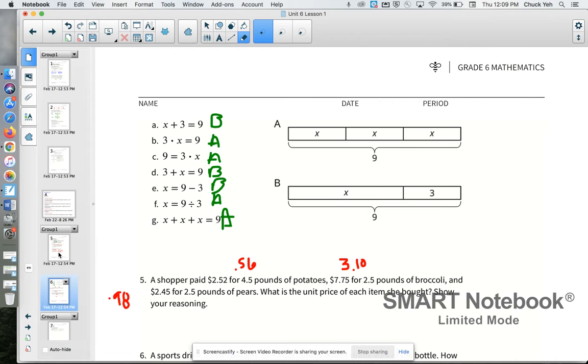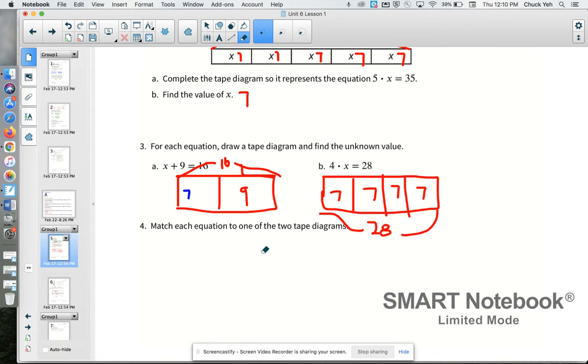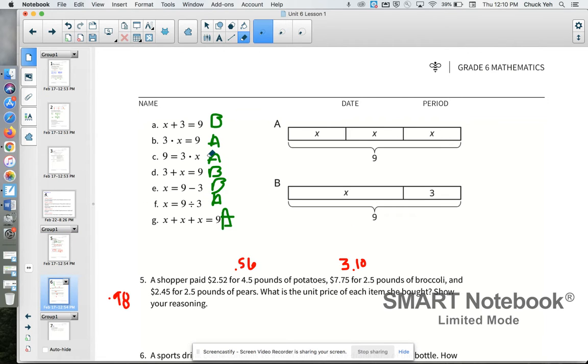And then here, you got to read right here. Match each equation to one of the 2 tape diagrams. You have to answer all of these, okay? Not just answer 2 of them. So first you have to find out what x equals here. So that's 3, because 3 plus 3 plus 3 is 9. And this one's 6, because 6 plus 3 is 9. So you just plug in the numbers and see which one would be correct. For A, the equation would be B. For B, the equation would go with A, and A, B, and B, A, and A.